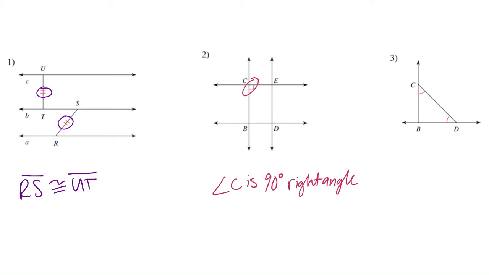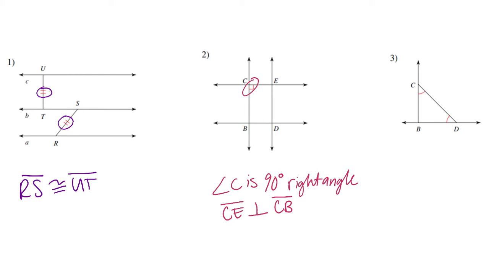And because that forms a right angle, we can say that line CE is perpendicular to line CB. Because they form that right angle when they cross, they are perpendicular.